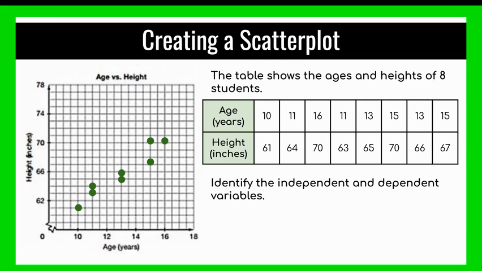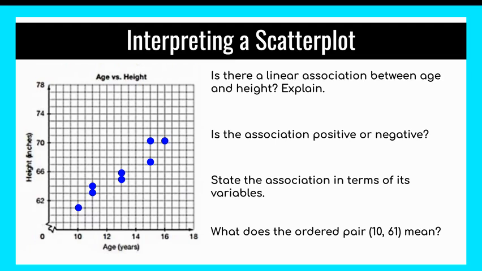Identify the independent and dependent variables. Well, we already kind of talked about that. The independent variable is our X, and we said time is always independent. So in this case, the independent variable is your age in years, and your dependent variable is your Y, which is your height in inches. This is the exact same scatter plot that we just made, just on the next page. And it's asking you, is there a linear association between the age and height? Explain. So yes, the cluster goes up.